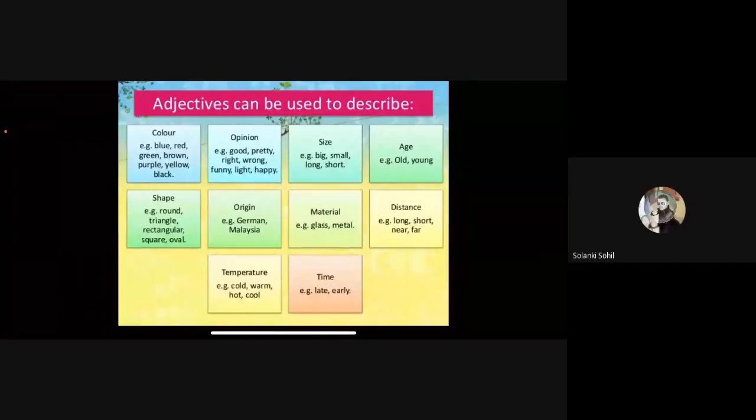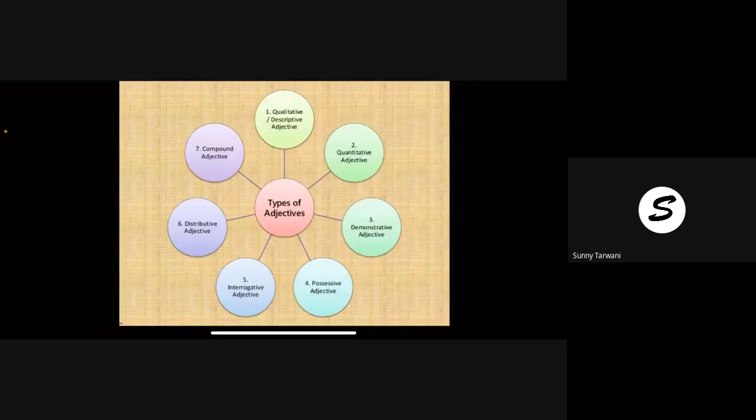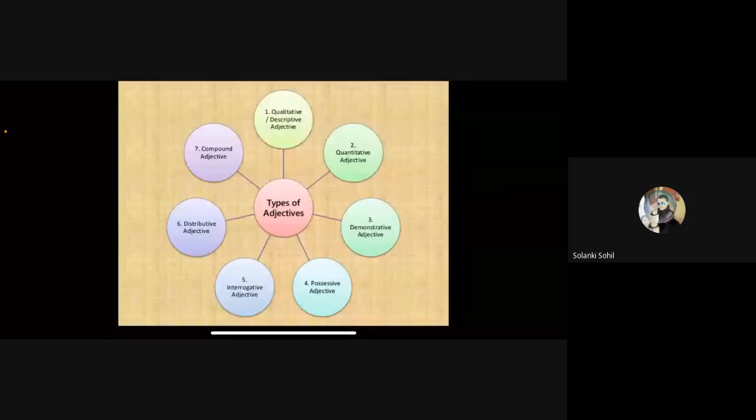Adjectives of quality. Yes. Adjectives of quantity. Adjective of number. Demonstrative adjectives. Very good. Yes, read it. Types of adjectives: qualitative or descriptive adjective, quantitative adjective, demonstrative adjective, possessive adjective, interrogative adjective, distributive adjective, compound adjective.